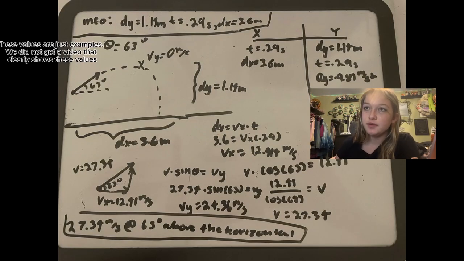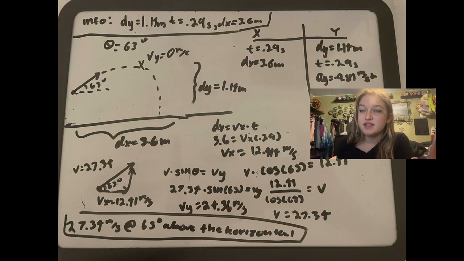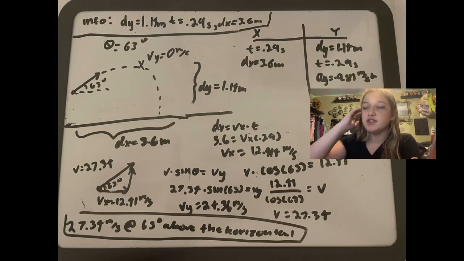We are given a few pieces of information about an object's flight path. We know the horizontal distance, or dx, is 3.6 meters, and the time the object is in the air, or t, is 0.29 seconds. We also know the angle of the launch, theta, is 63 degrees. Our goal is to find the initial velocity of the object, which is v. To do this, we need to find the horizontal and vertical components of the velocity. First, let's look at the horizontal component, vx.